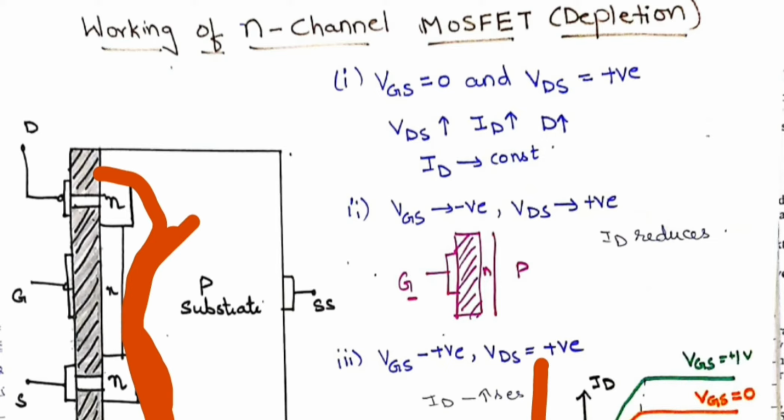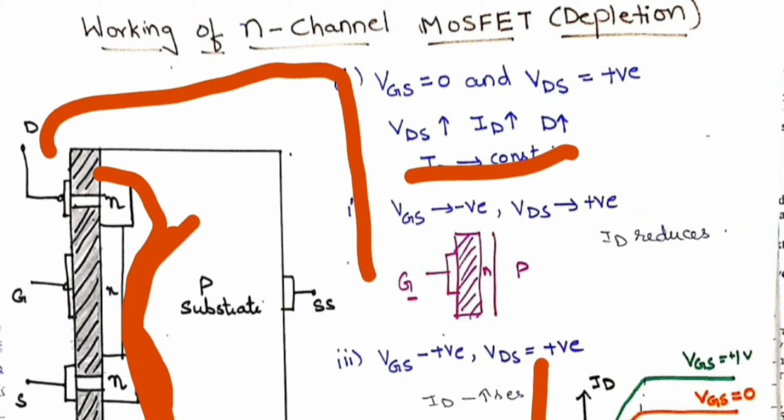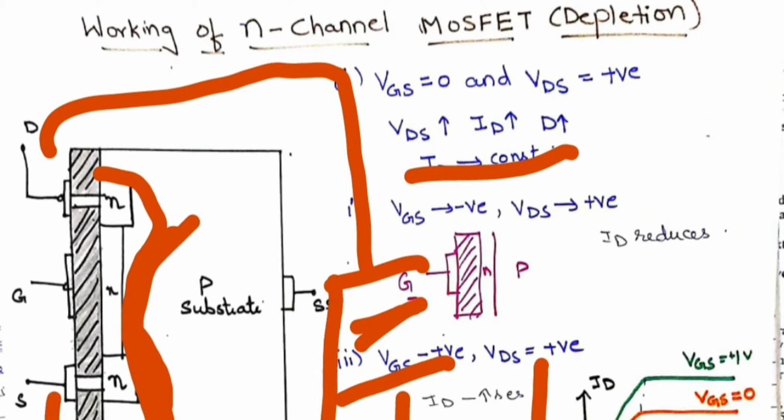The current will become constant; it will not increase further. Now let us see the second case, where VGS is negative and VDS is positive. Same thing: VDS is connected to the positive terminal, source and gate are connected, and now the gate is connected to the negative terminal. Between gate and source, a negative voltage is there.